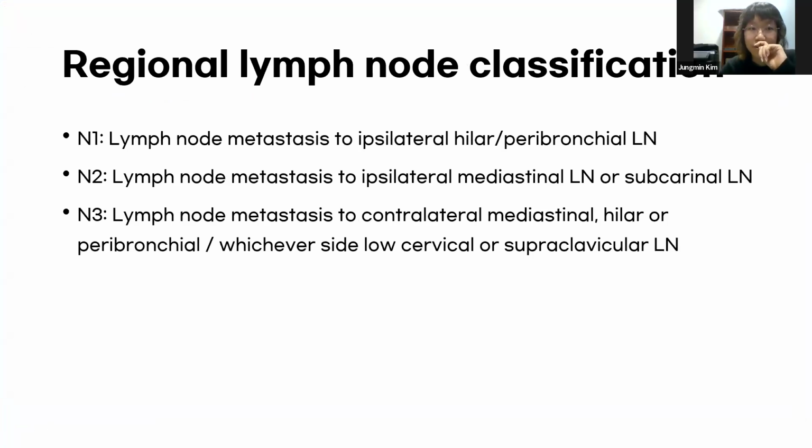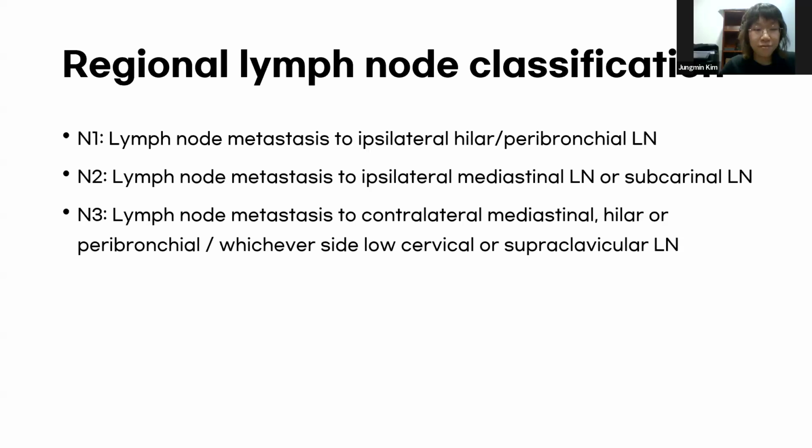So the regional lymph nodes are classified as N1, N2, N3. N1 is the ipsilateral peribronchial or hilar lymph nodes, and N2 is ipsilateral mediastinal or subcarinal lymph nodes, and N3 is going to the opposite side or above, the supraclavicular lymph node, lower cervical lymph node. These are the regional lymph nodes, and if there is a lymph node metastasis to abdominal lymph nodes in a lung cancer, that's a distant metastasis. So you should know what is a thoracic lymph node.